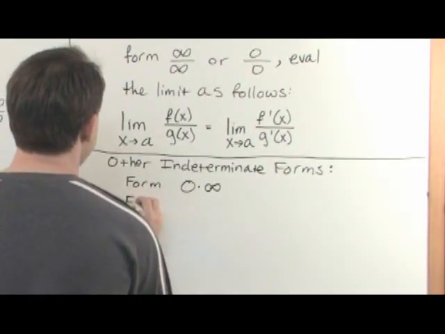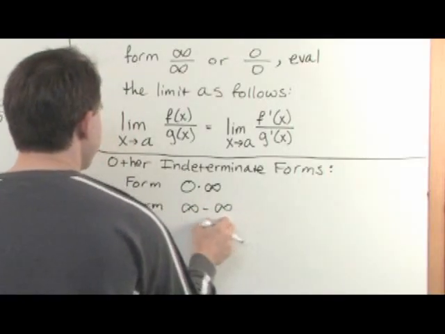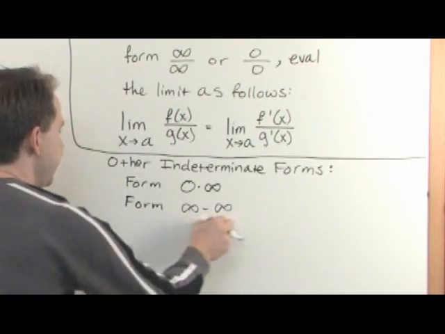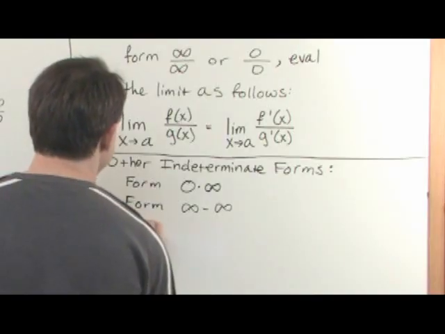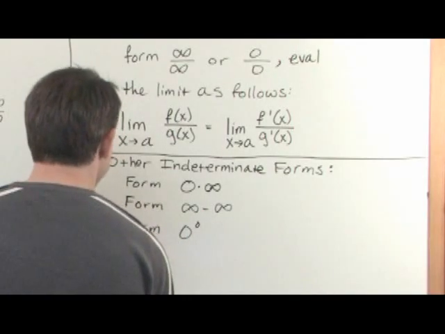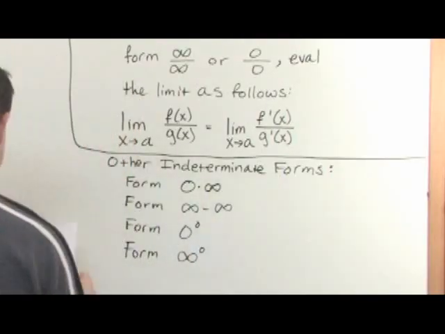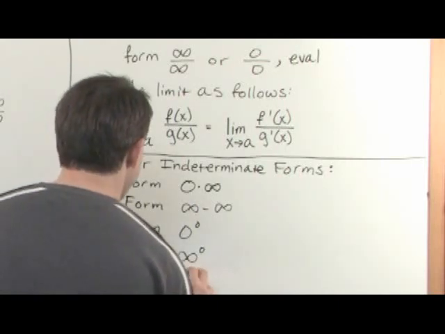Okay, you have the form infinity minus infinity. So yes, you have an infinite number minus an infinite number, but it all depends on which function is approaching infinity faster to tell you what the actual limit is going to do. You have the form 0 to the power of 0. You have the form infinity to the power of 0. And you have the form 1 to the power of infinity.